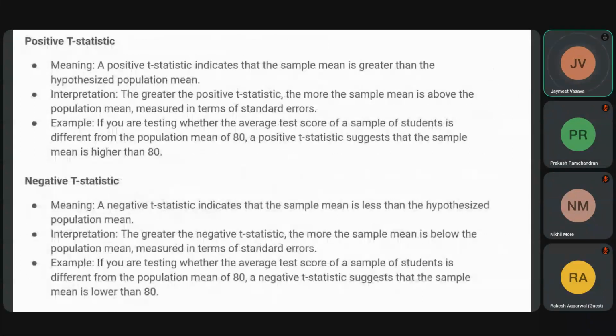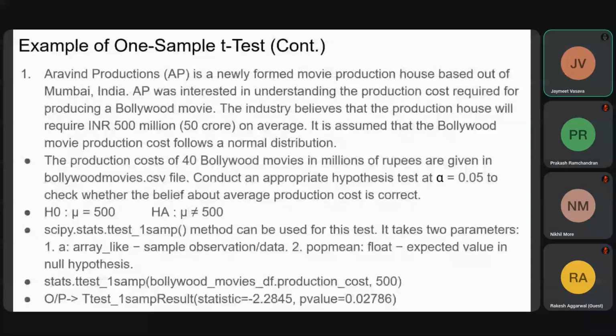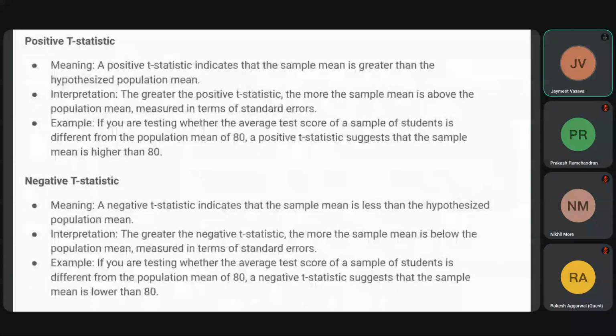As you have been observing, we are getting negative values for the scores. So what do the positive and negative t statistic values mean? A positive t statistic indicates that the sample mean is greater than the hypothesized population mean. The greater the positive t statistic, the more the sample mean is above the population mean, measured in terms of standard errors.